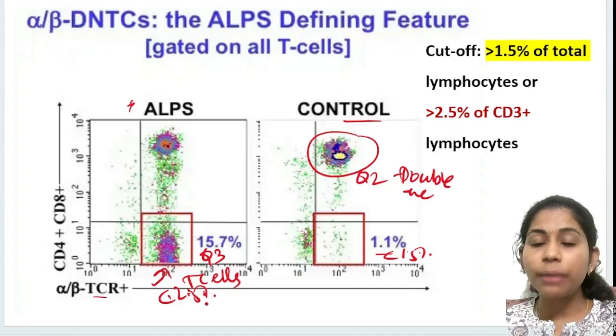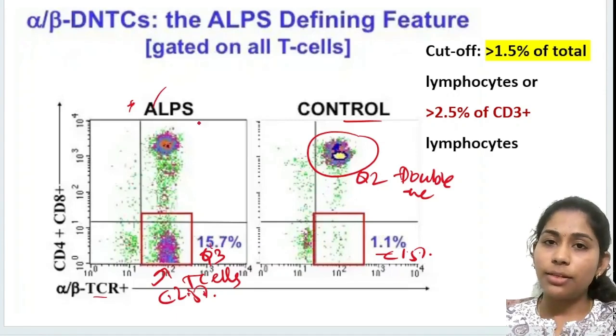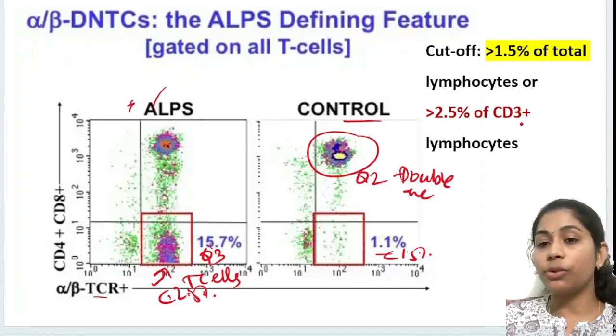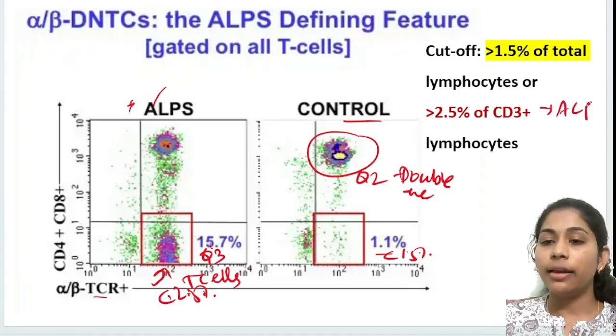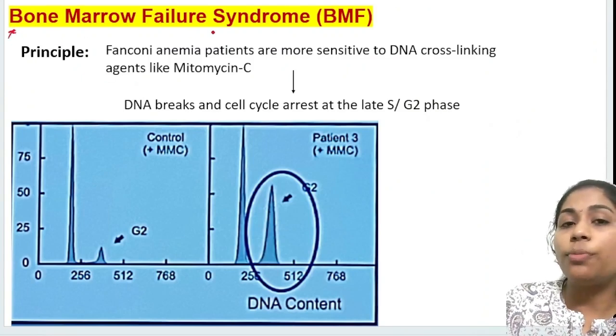Normally, it should be less than 2.5%, but here around 15% is there. That means abnormal, that is, that patient is in ALPS. Okay, so the cutoff is if it is more than 1.5% of total lymphocytes or more than 2.5% of CD3 positive lymphocytes, then it is ALPS. Okay, done. Then the last one in the WBC disorder, that is bone marrow failure syndromes.